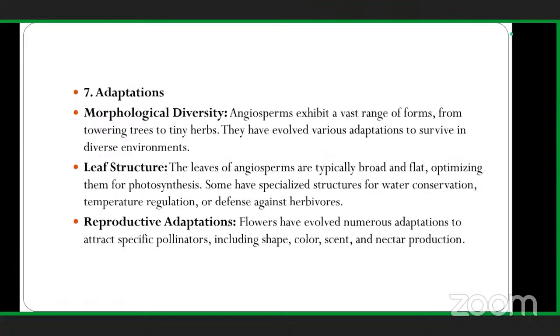Next is adaptation, morphological diversity. Angiosperms exhibit a vast range of forms, from towering trees to teeny herbs. So you will find very huge trees to teeny herbs, which are quite impossible to see with our naked eyes also.